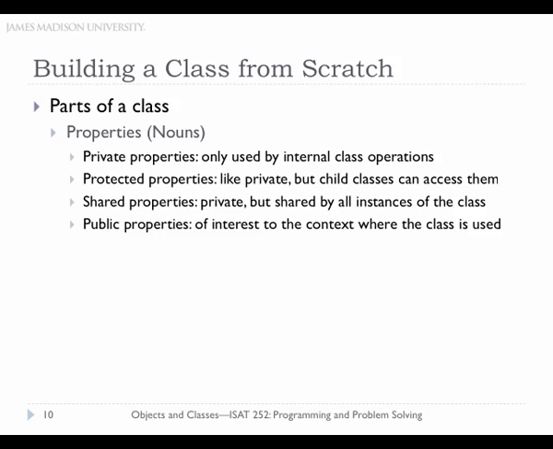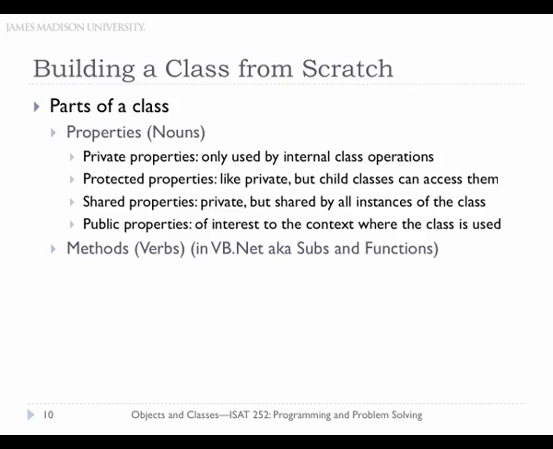And then finally you have public properties, and these are the properties that are of interest to the context where the class is used. So in other words, in your main program, when you create an instance or an object of your class, you'll be able to access and set these public properties so that your program can use them.